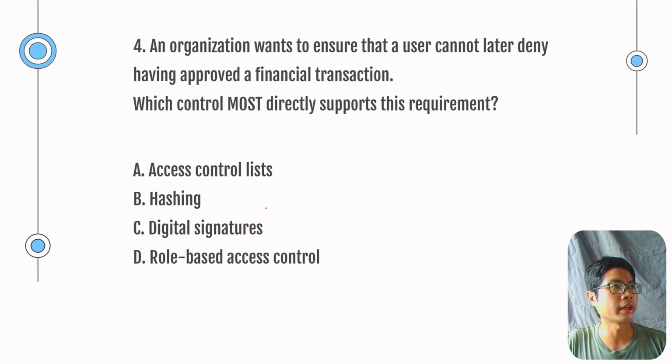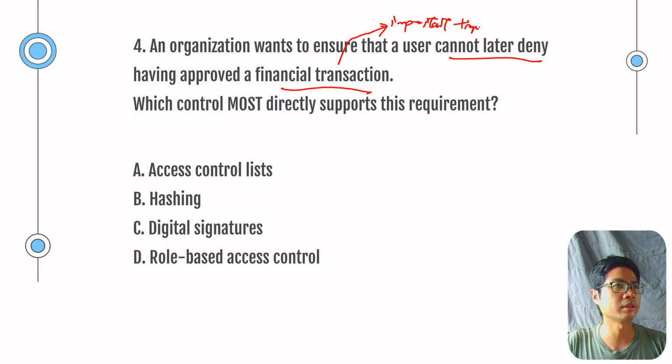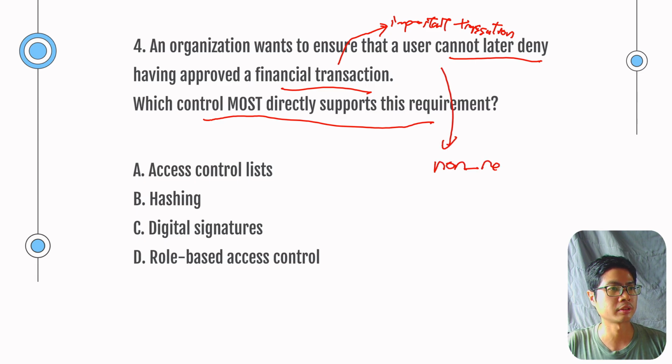Okay, question 4. An organization wants to ensure that a user cannot later deny having approved a financial transaction. So cannot deny and a financial transaction. This is something rather important, something that we really want to preserve, a non-repudiation kind of control. They are asking which control most thoroughly supports this requirement. So what they are looking for here is non-repudiation.